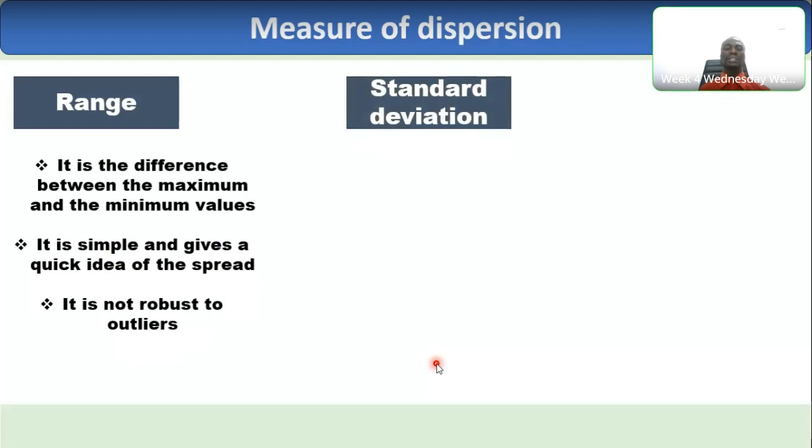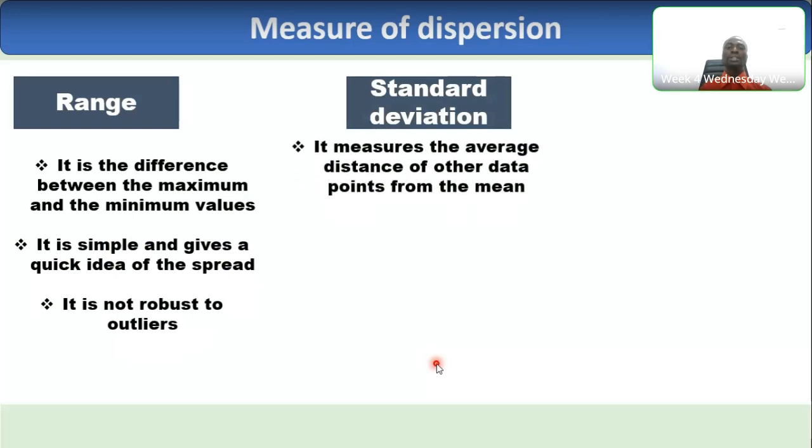Let us look at standard deviation, which is a common term that I believe every one of us here would have encountered in the past. Standard deviation is the measure of the average distance of the data points from the mean. So what the standard deviation is doing is that it looks at the mean and puts the mean at the center, and it looks at how far every other data point is from the mean in terms of their average.